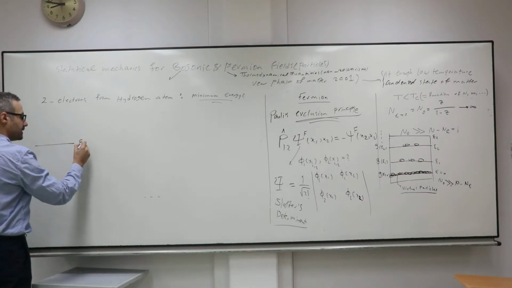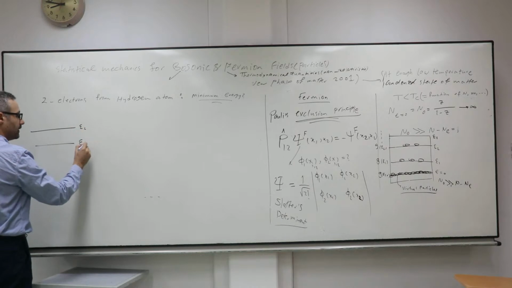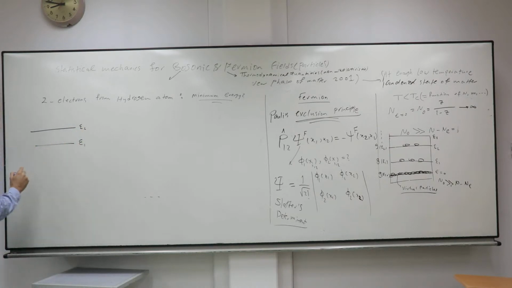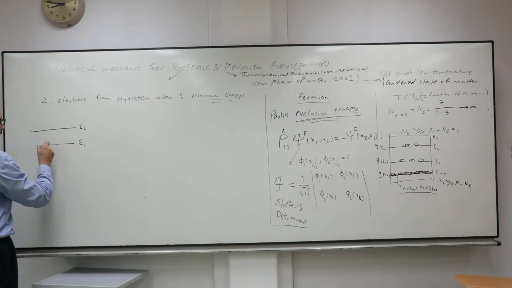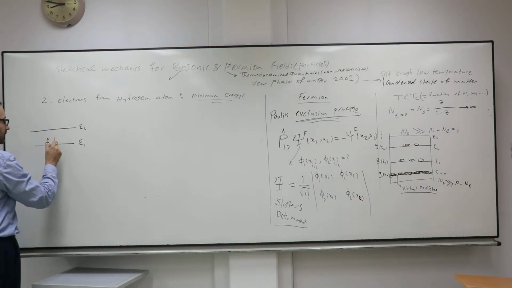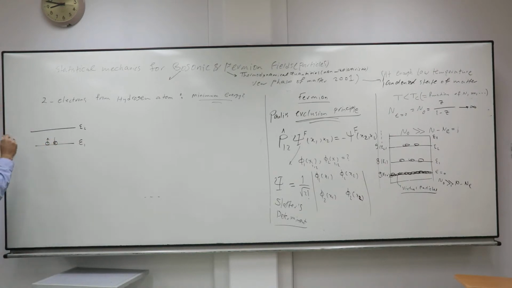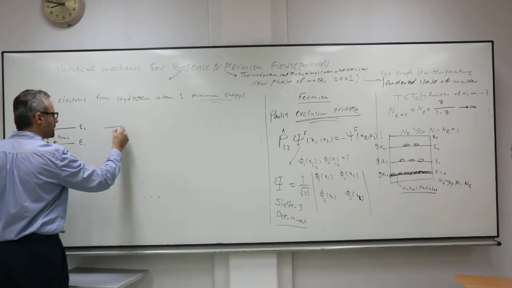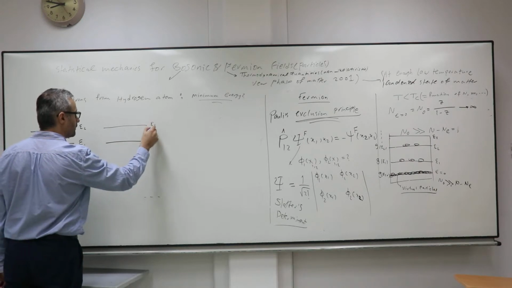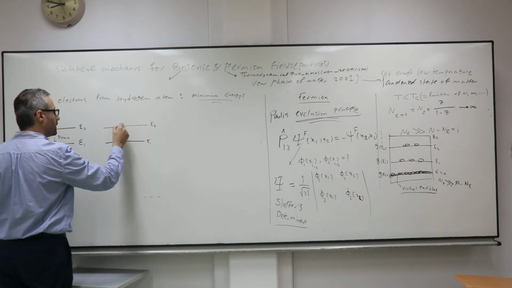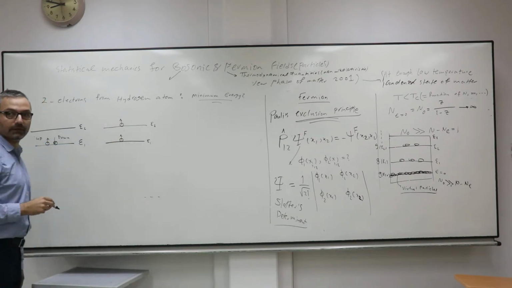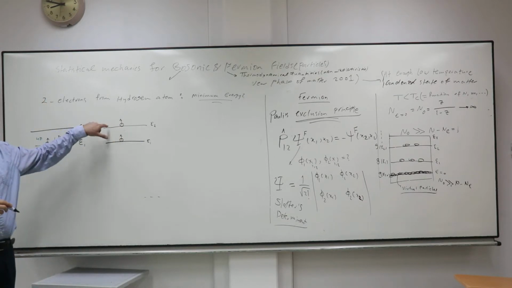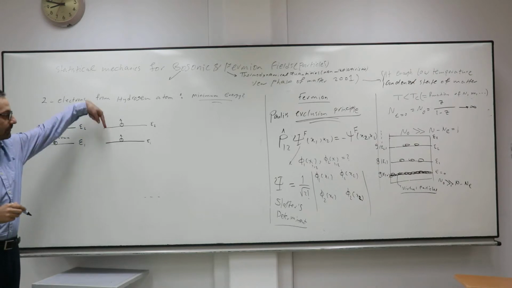This is the first energy level, and this is the second energy level. I can write them E1, E2 for the hydrogen atom. I have 2 electrons. One possibility is that one electron sits here and one electron sits here with opposite spins, up and down. There is another possibility: one electron sits here and one electron sits here. The same, of course, up here, down here, it doesn't change. And it can be down.